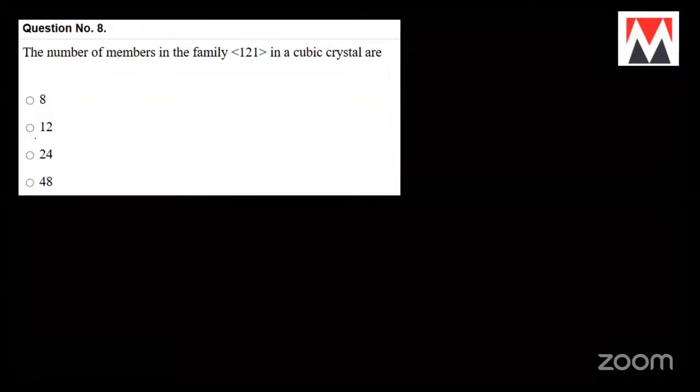The number of members in the family of 1 1 2 in a cubic crystal are. So it can be 112, 121, or 211. How many ways can you have?